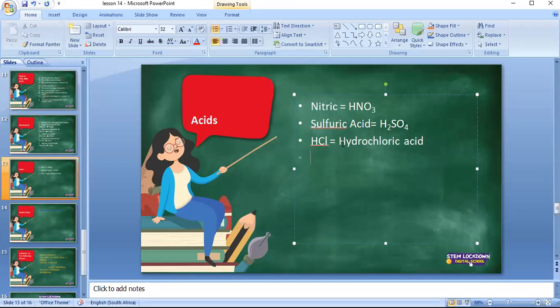Let us do this one. We have sodium hydroxide reacting with hydrochloric acid. So give me a chemical equation. How do we write it?